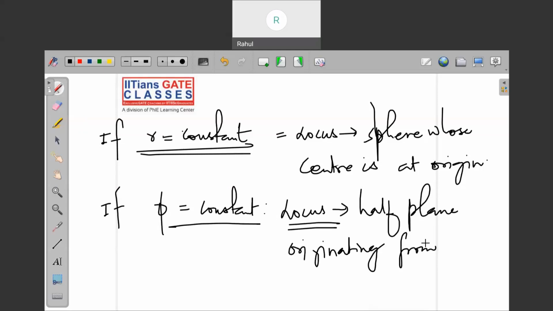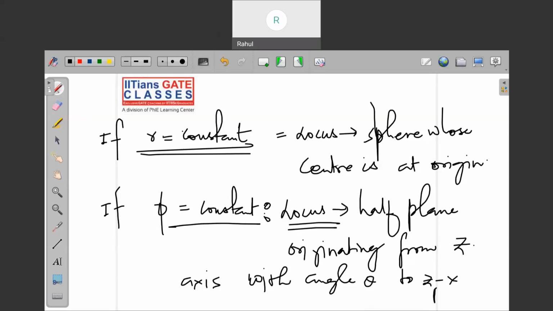it was like in my mind, you know, a spherical coordinate system was going on, right? So there was phi, right? Phi equal to constant as well in case of cylindrical coordinate systems. You have to understand that the locus is going to be the half plane originating from z axis, right? With an angle theta, okay, to zx plane. Remember.